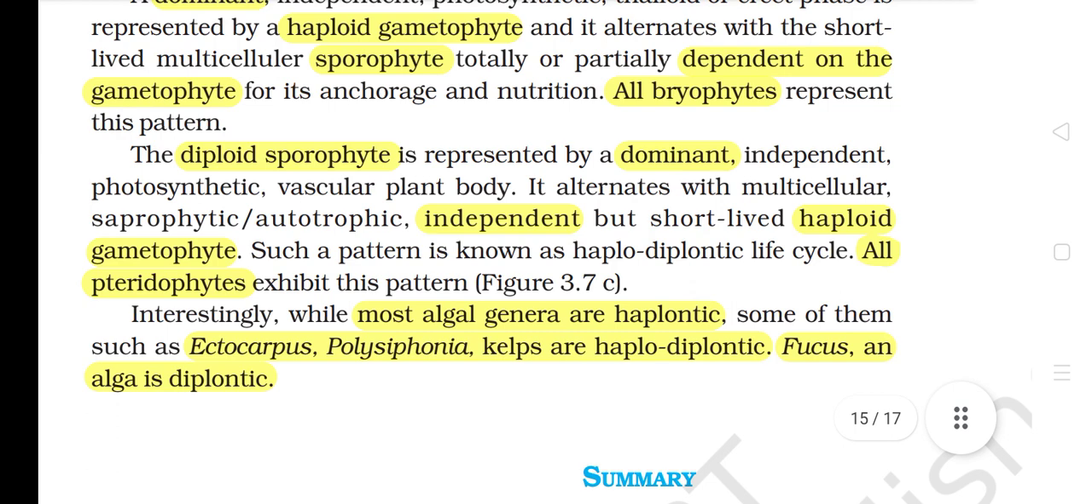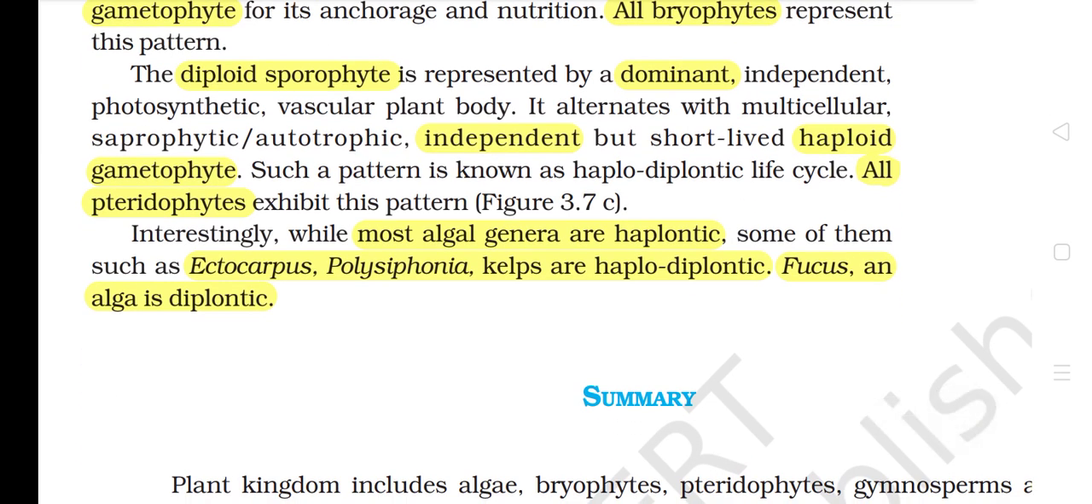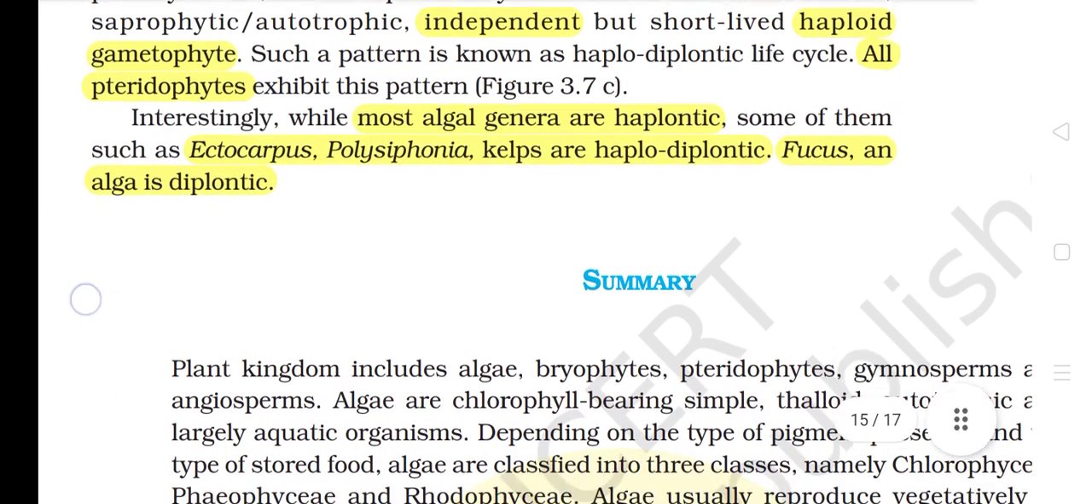The diploid sporophyte is represented by a dominant independent photosynthetic vascular plant body. It alternates with a multicellular saprophytic autotrophic, independent but short-lived haploid gametophyte. Such a pattern is known as the haplodiplontic life cycle. All pteridophytes exhibit this pattern. Interestingly, while most algal genera are haplontic, some of them such as Ectocarpus, Polysiphonia and kelps are haplodiplontic. Fucus, an alga, is diplontic.